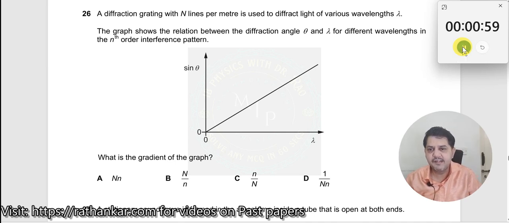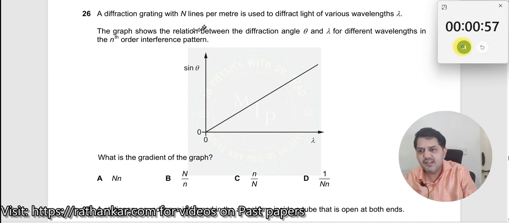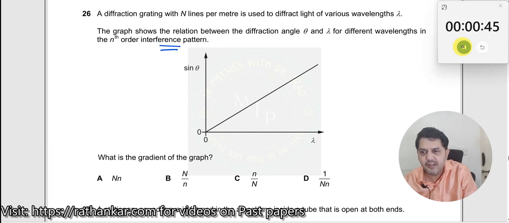Question number 26. A diffraction grating with N lines per meter is used to diffract light of various wavelengths lambda. The graph shows the relationship between diffraction angle theta and lambda for different wavelengths in the nth order interference pattern. The moment you say nth order interference pattern, which formula will you use? You will use the formula d sin theta is equal to n lambda, where n is the order.